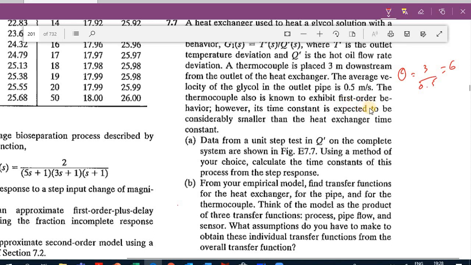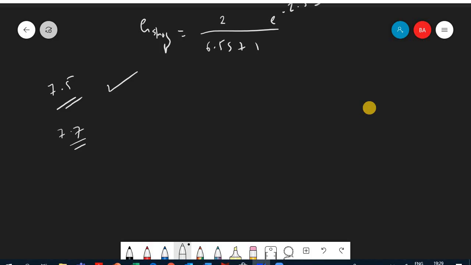The thermocouple has this K over tau s plus 1, and usually for a thermocouple, okay, so I'm going to write this here. First I obtain theta, which is equal to 3 meters divided by 0.5 meters per second, which is equal to 6 seconds.